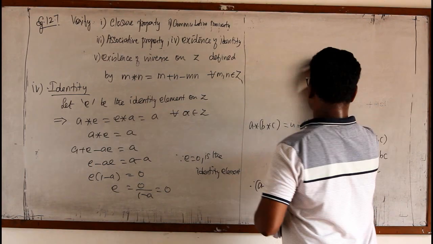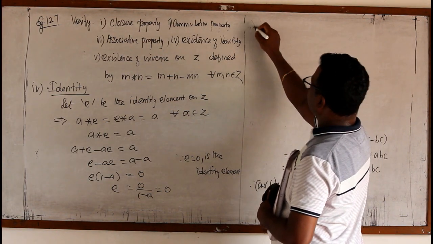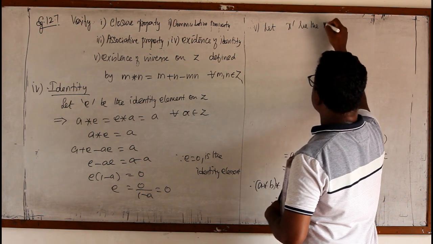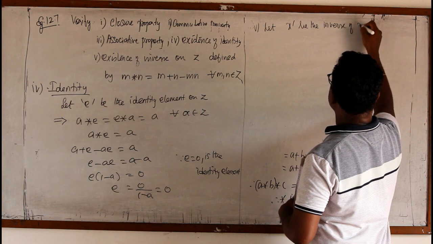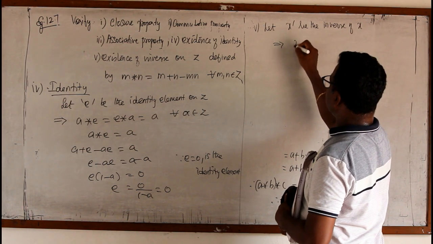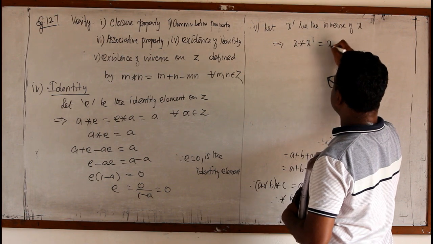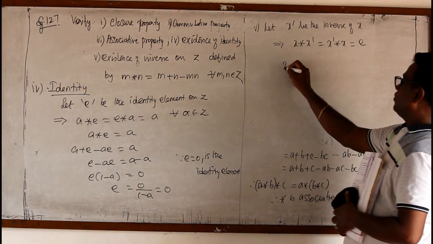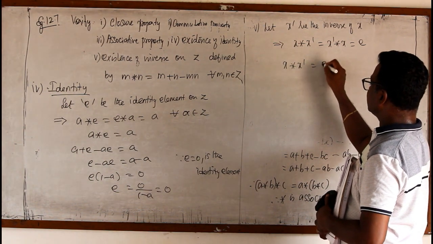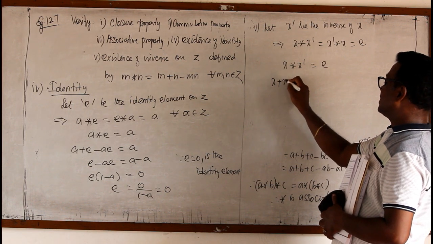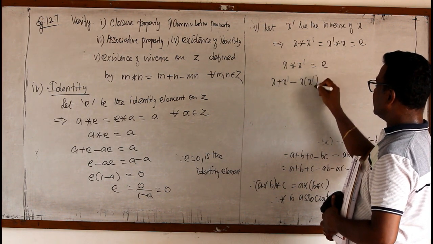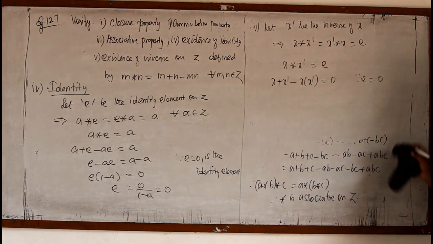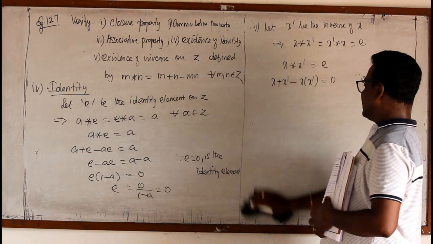Now, we shall go for finding the inverse. Fifth one. Let x dash be the inverse of x. That means what? Either x star x dash or x dash star x, the answer is the identity. So let me take either one. x star x dash equals e. It is x plus x dash minus x into x dash equals the identity, which is 0, since e equals 0.